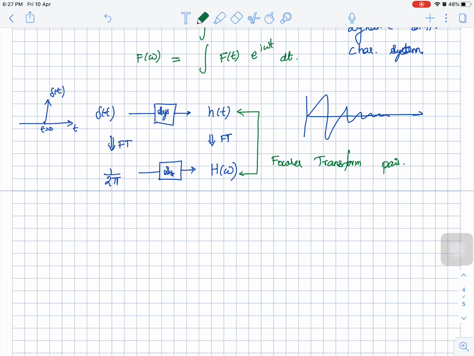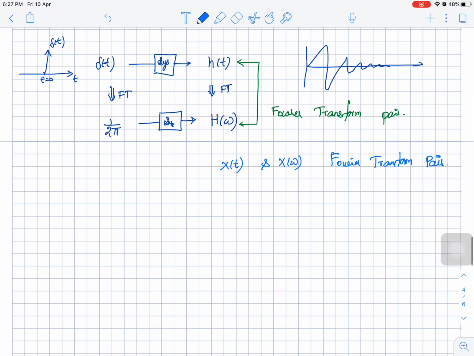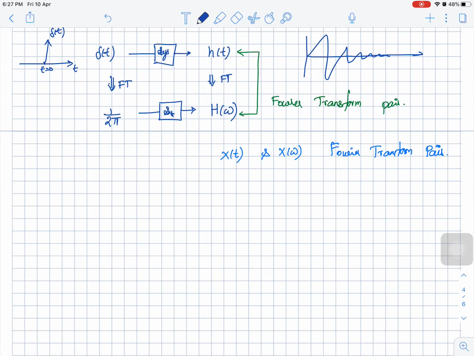From the definition of the Fourier transform, x of t and x of omega are a Fourier transform pair. So therefore now we know how to fully convert the system from the time domain to the frequency domain. I will write the summary of what we have seen so far.